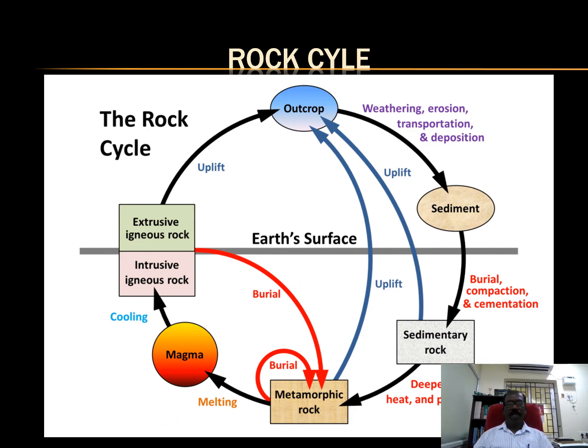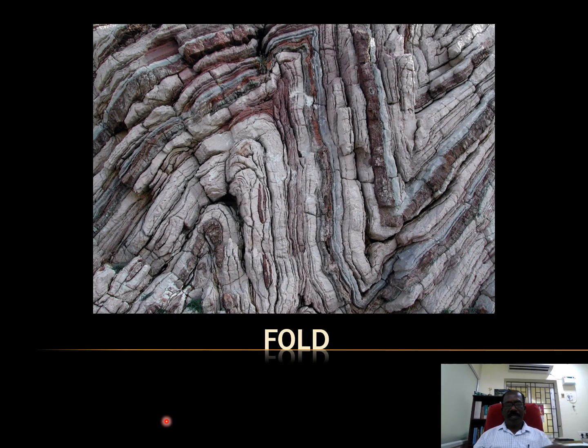Okay, let us go for the next part of this lesson, which is fold. What do you mean by fold? Rock fold. It's not a simple thing. Just imagine huge rocks. In this picture also you can see how it looks.